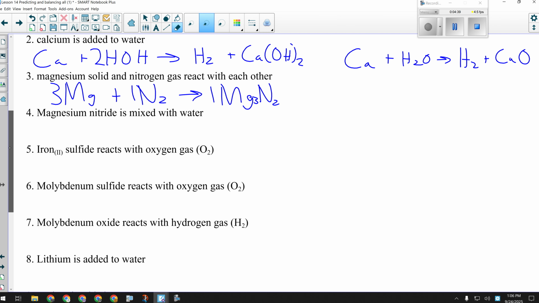Okay, if you get past that, just keep going. You don't have to stop and wait for me. For number 4, we got magnesium nitride. Hey, that's this stuff. Can I just transfer this stuff right down here and save myself a little time?